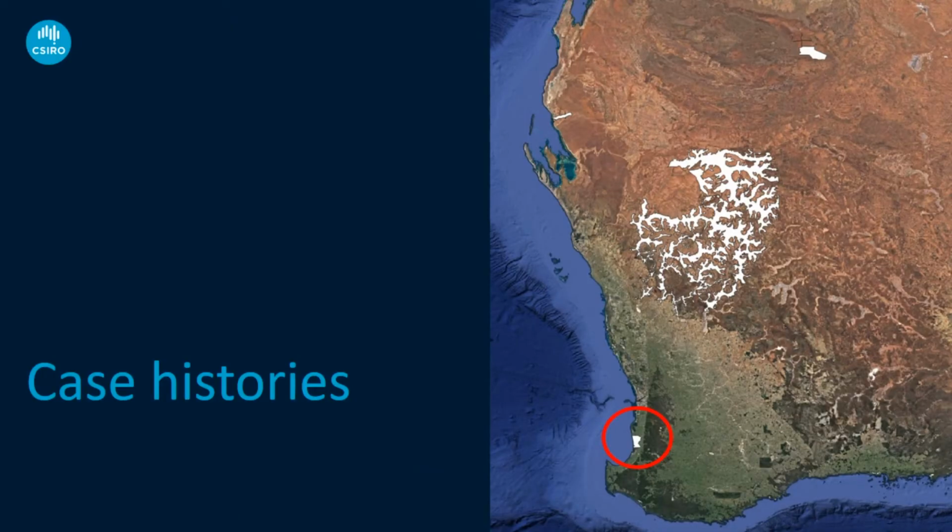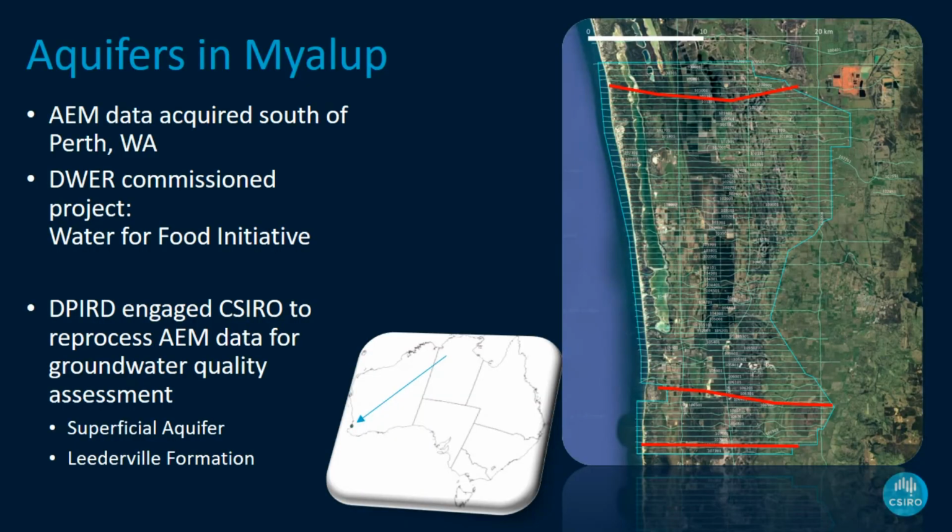So that wraps up the Gascoyne River. Now we're going to go south of Perth down to Mile Up, which was an airborne EM survey commissioned by DWER to look at groundwater in the near surface in the Mile Up region.